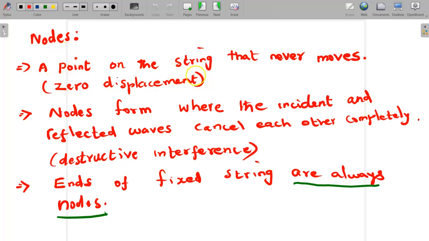A point on the string that never moves, zero displacement. Nodes form where the incident and reflected waves cancel each other completely, destructive interference. The ends of a fixed string are always nodes.